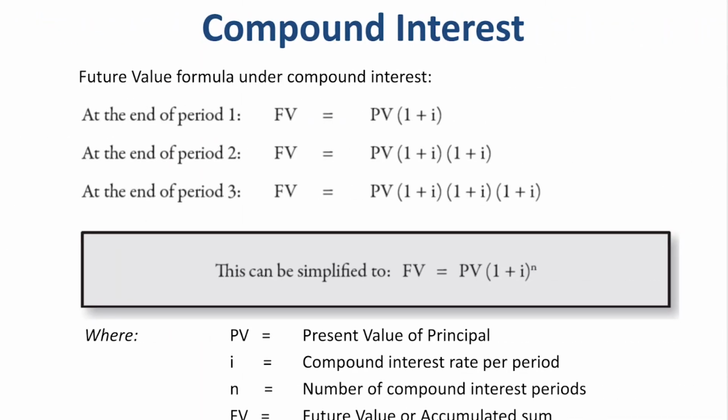Compound interest. Future value formula under compound interest. At the end of period one, as I said, it's $10 plus $1, so $11. And for the next period, the end-of-period value becomes the principal, and on top of that you have interest, and in the third period on top of that you have another set of interest. So to simplify it, your future value will be calculated as principal times (1 plus interest rate) to the power of n. N is the number of compounding interest periods.